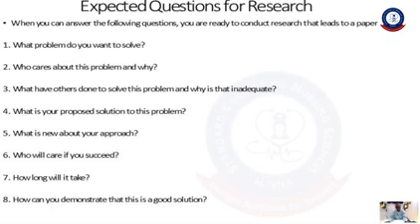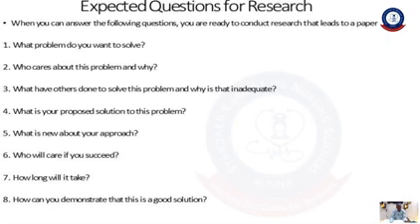How can you demonstrate that this is a good solution? You must prove beyond reasonable doubt that yes, your solution is the best solution. So these are the expected questions that you must answer for you to venture into research.